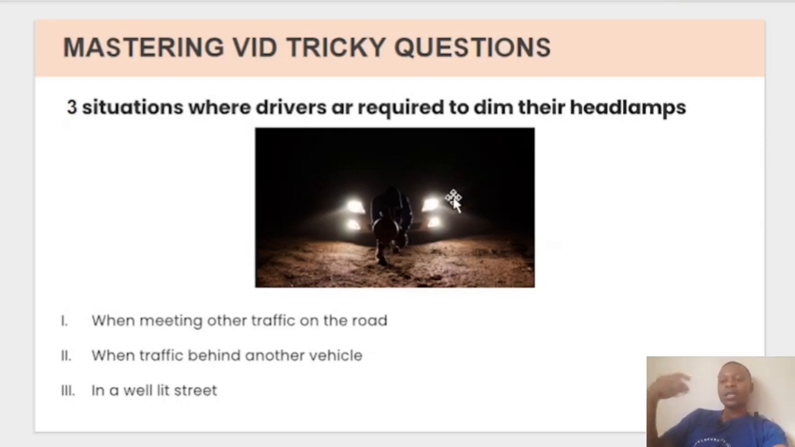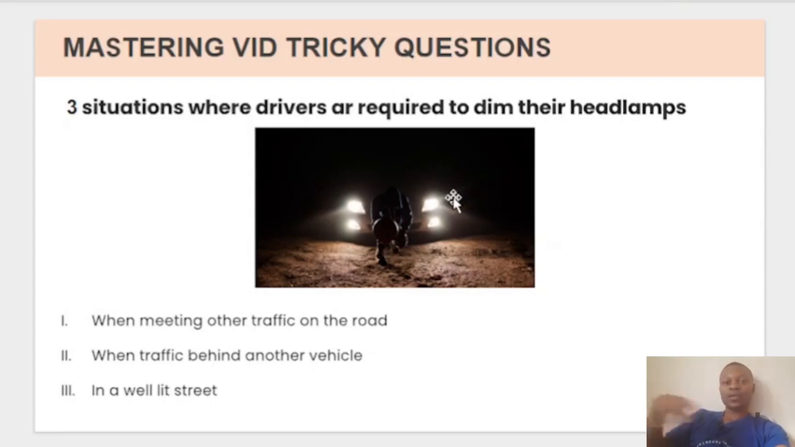Secondly, when traveling behind another vehicle. If you are traveling behind another vehicle, it's also important that you dim your headlamps, because if your headlamps are on bright beam and you're traveling behind another vehicle, your lights can distract the driver that is in front of you, because they will go through that back screen into the car of the driver, and it can potentially cause an accident.